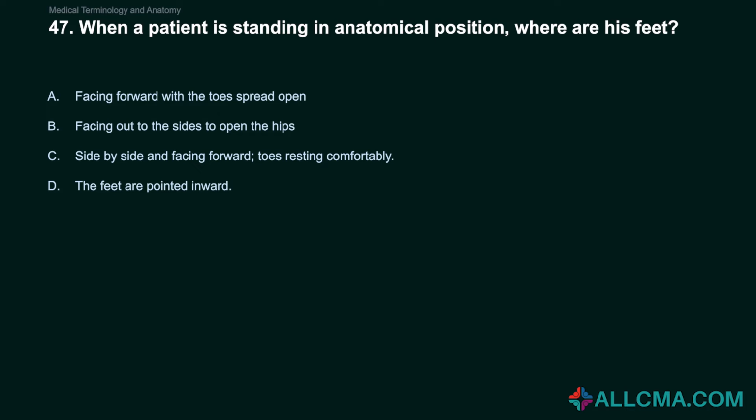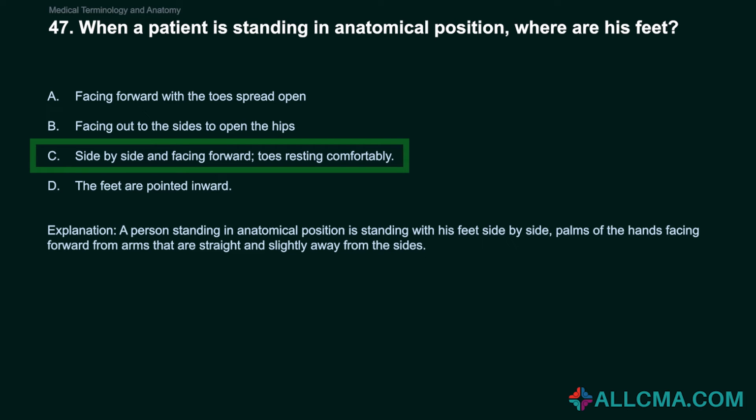47. When a patient is standing in anatomical position, where are his feet? A. Facing forward with the toes spread open. B. Facing out to the sides to open the hips. C. Side by side and facing forward, toes resting comfortably. D. The feet are pointed inward. Correct answer, C. Side by side and facing forward, toes resting comfortably. A person standing in anatomical position is standing with his feet side by side, palms of the hands facing forward from arms that are straight and slightly away from the sides.